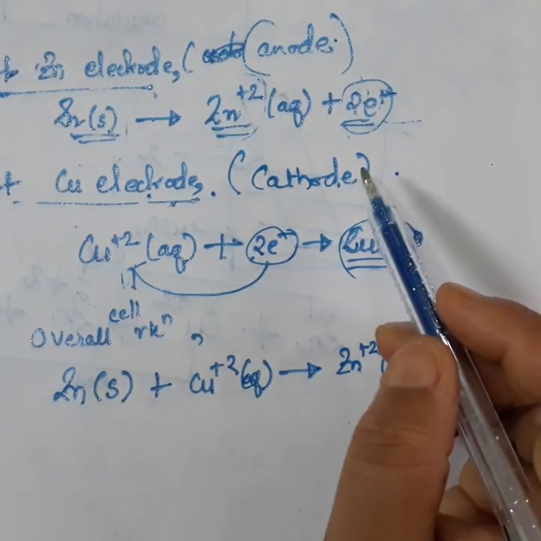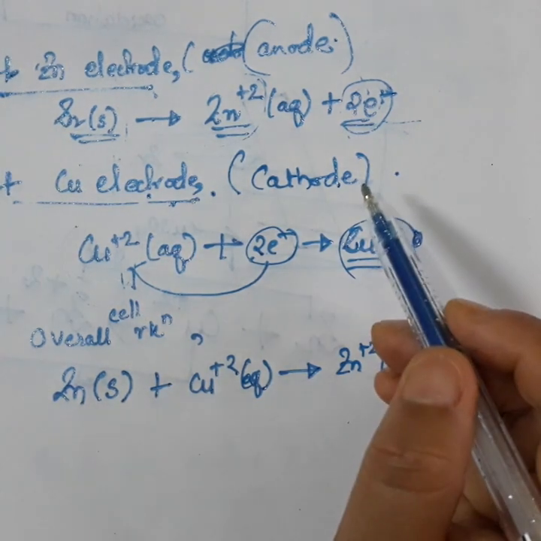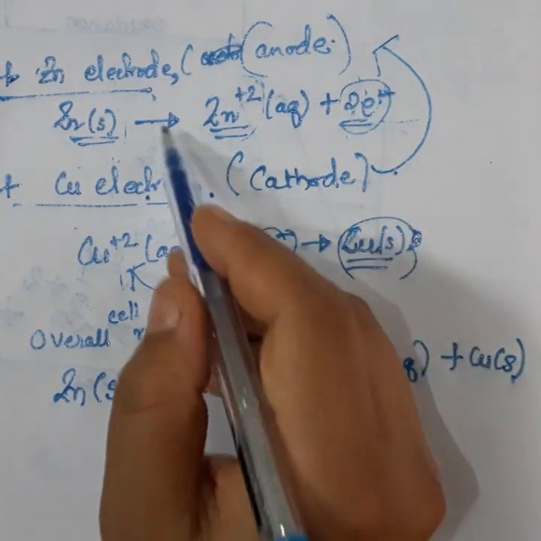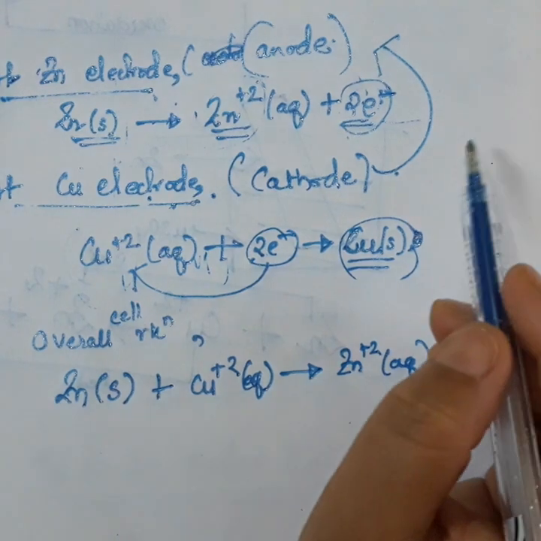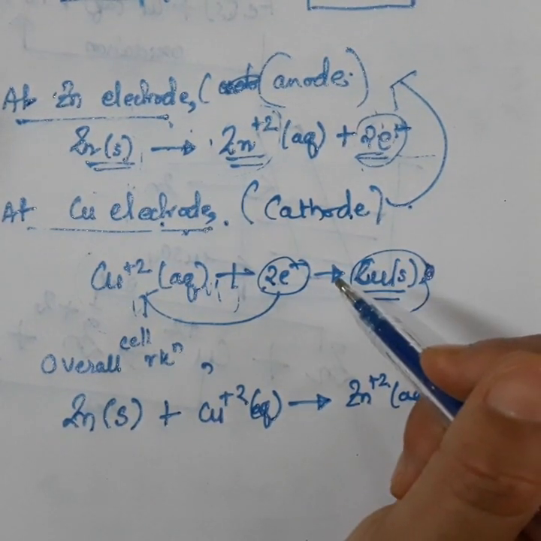Now what about the current then? So current will flow in the opposite direction, right? So that means the current will now flow from cathode to anode. So this is how your redox reaction, right? The energy from the redox reaction is getting converted into electrical energy.